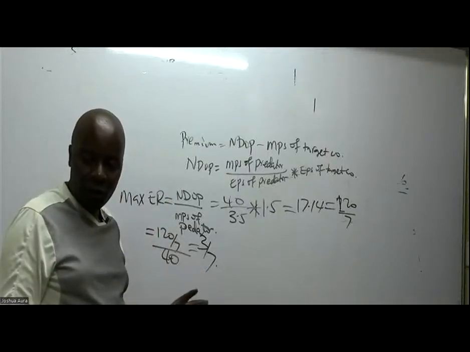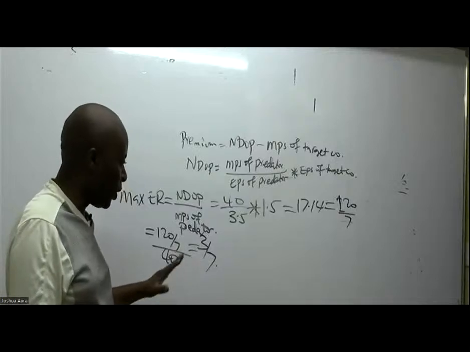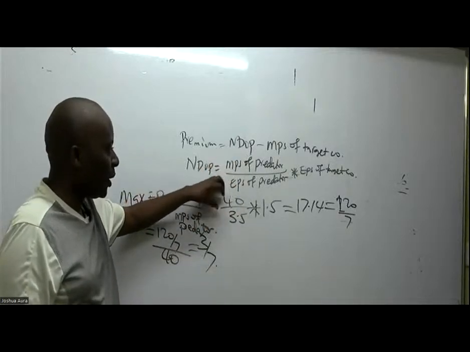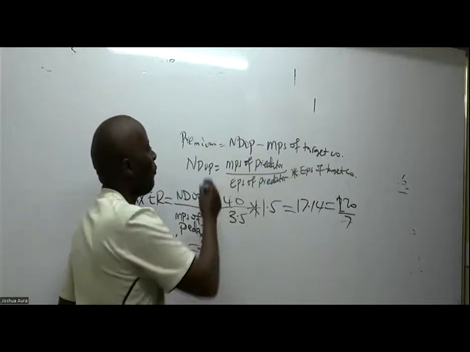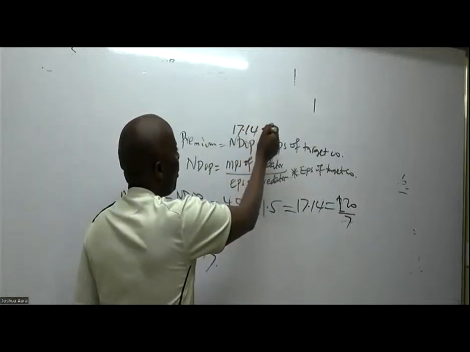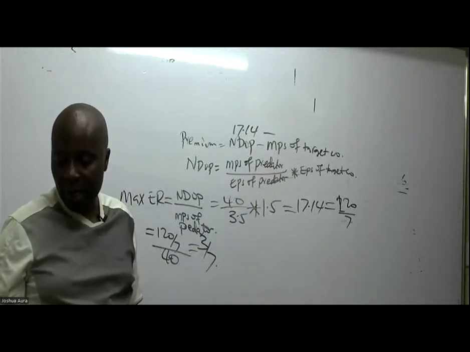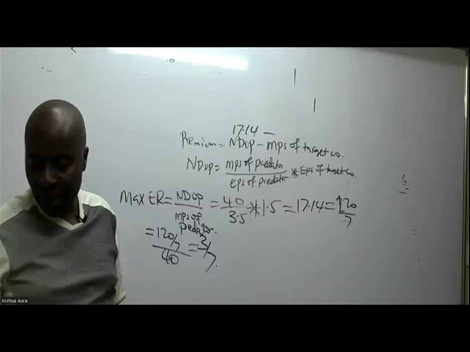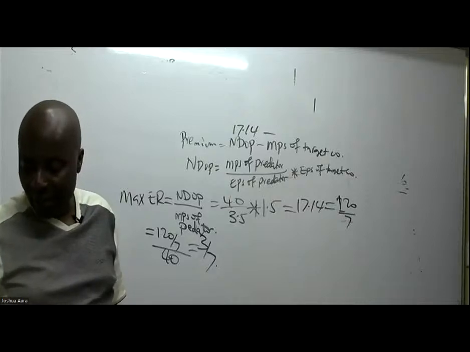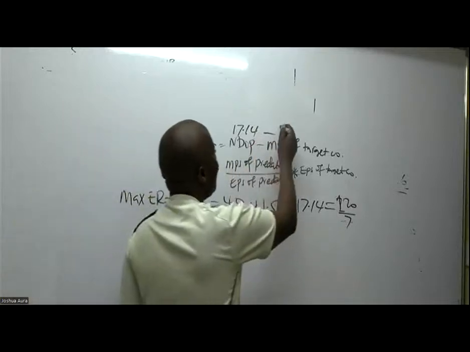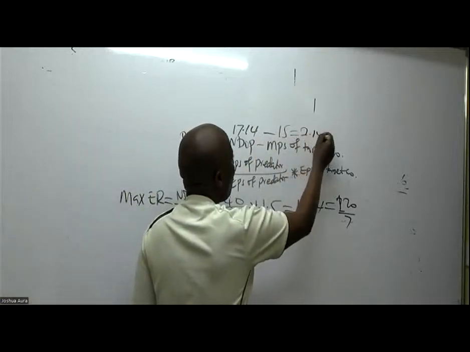You must be very careful with the fractions. We don't want to go this way. No. This is what we wanted to do. We wanted to get premium, which is in DOP, which is 17.14, minus MPS of the targeted company. I can see it is there, 15. So then this gives me 2.14.